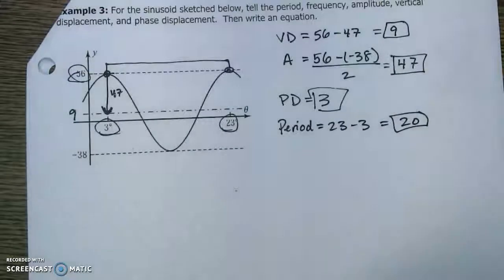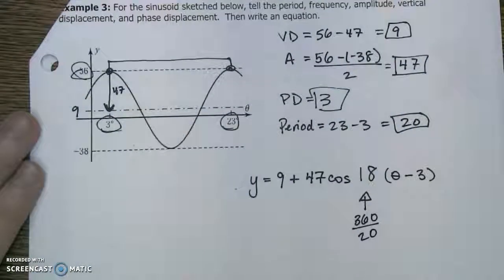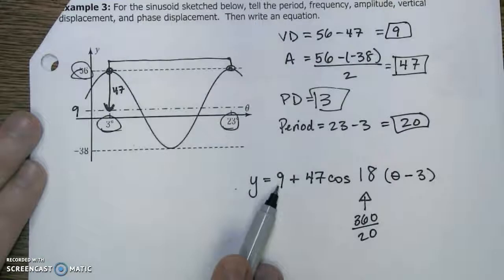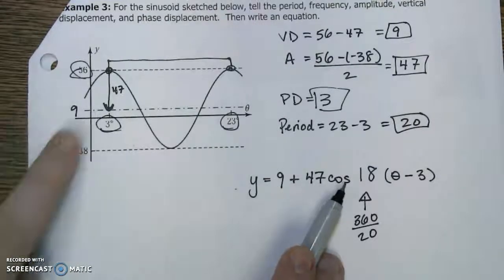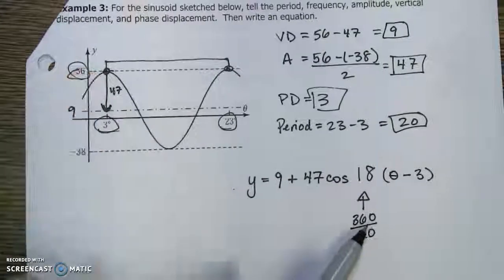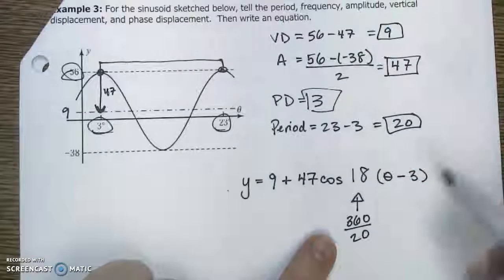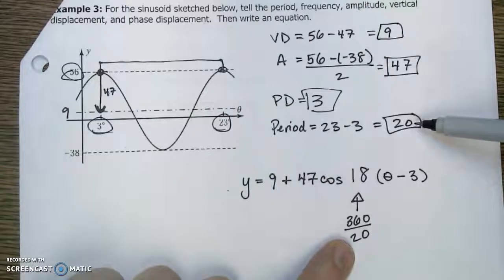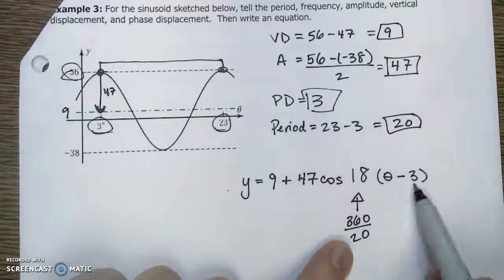Now we're going to take all those and make an equation out of them. So here's my equation. We've got vertical displacement plus amplitude, cosine, because we started at a high point and not a middle point. 18 is the b value because you have to do 360 divided by your period, and then parentheses theta minus your phase displacement.